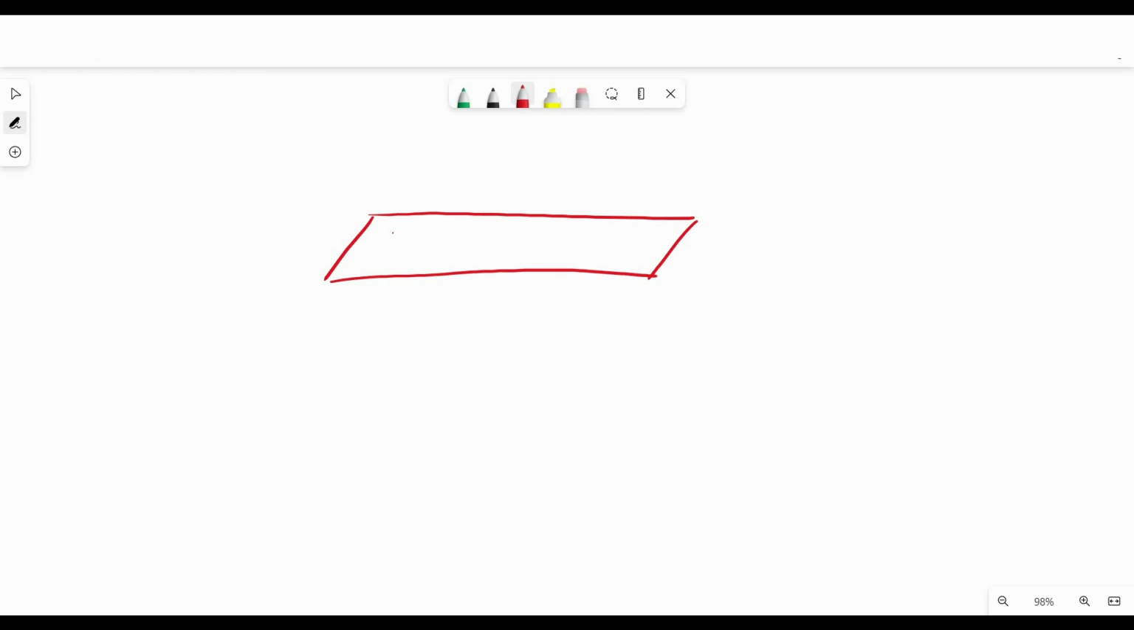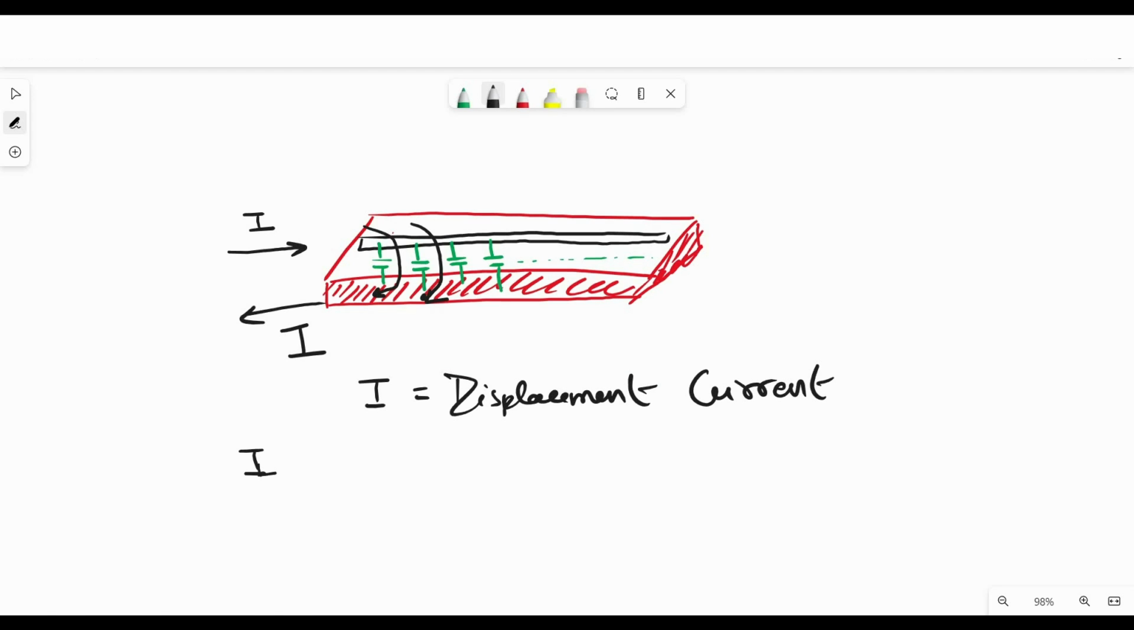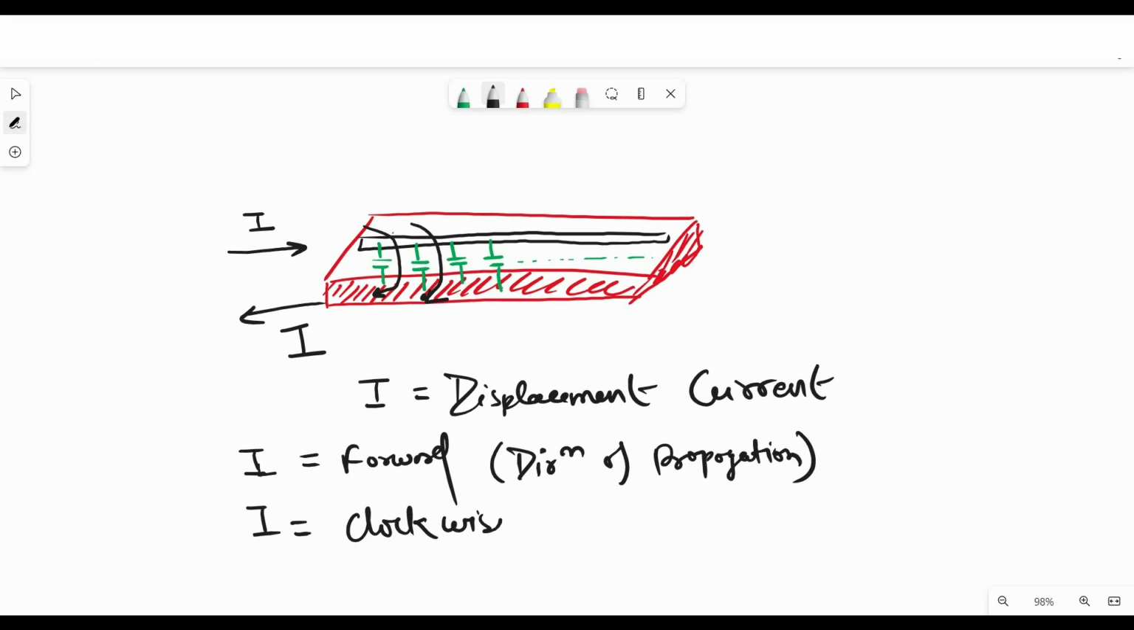The same principle works throughout the uniform transmission line, which will cause the same amount of current flow, and we call it displacement current. As you can see in the above figure, current is moving forward as well as returning back through the coupling capacitor. In this case, current is moving forward, which means its direction of propagation will be forward, and current is also moving clockwise. So that means its direction of circulation will be clockwise.